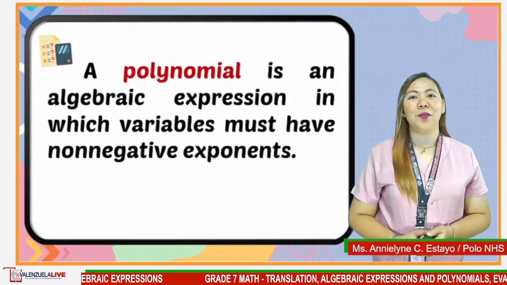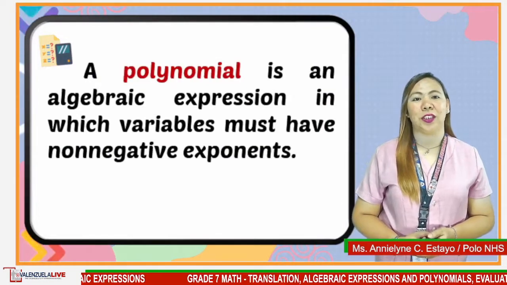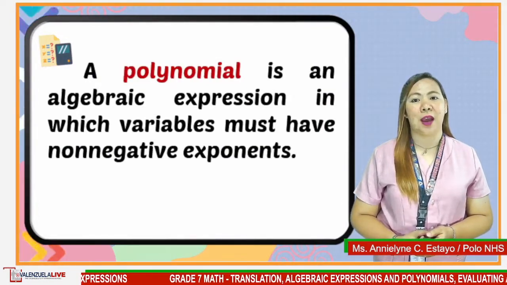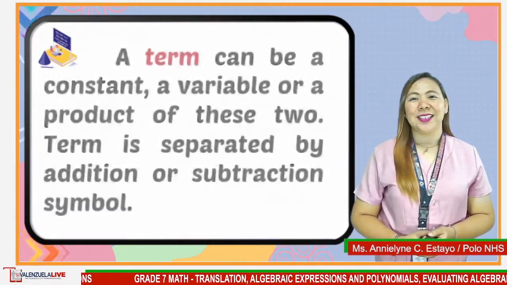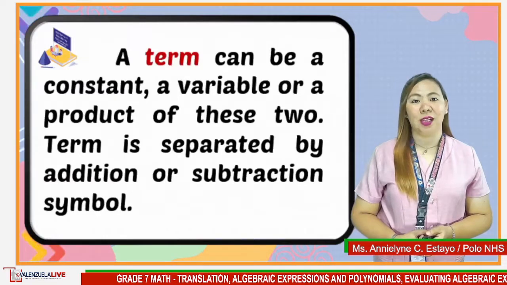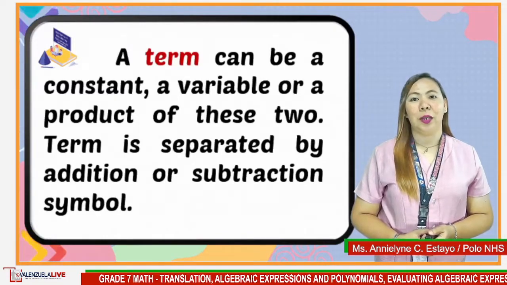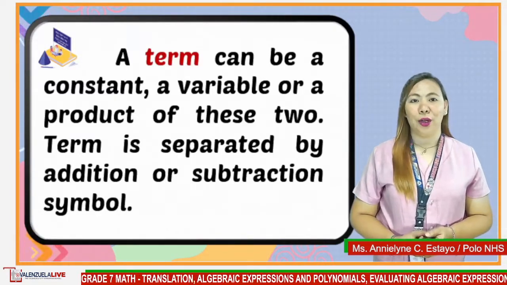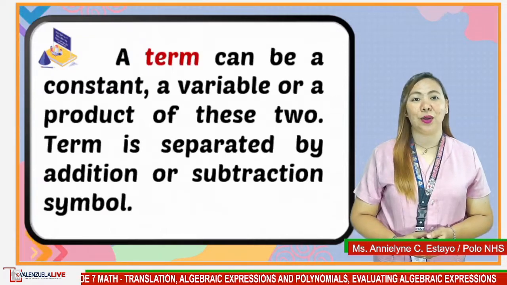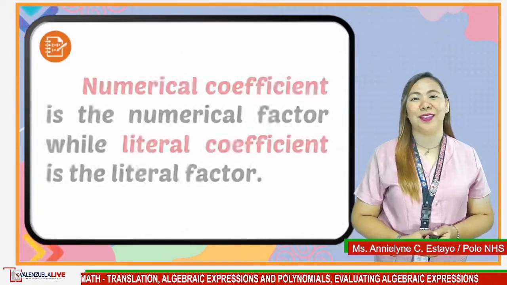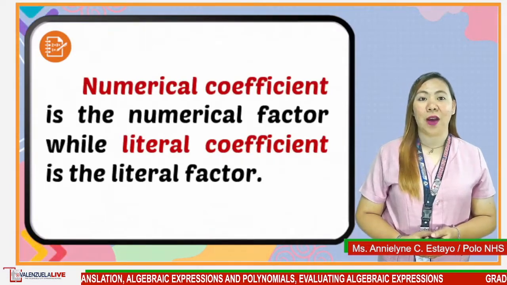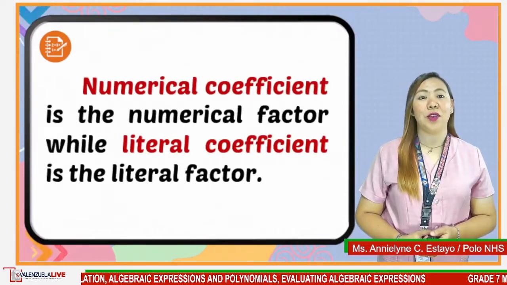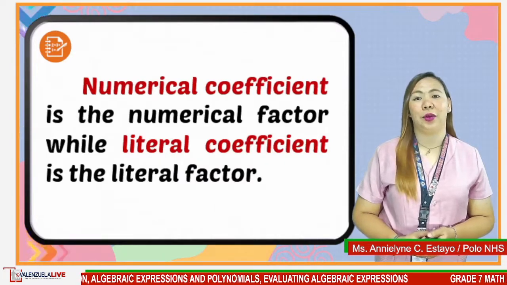A polynomial is an algebraic expression in which variables must have non-negative exponents. A term can be a constant, a variable, or a product of these two. Terms are separated by addition or subtraction symbol. Numerical coefficient is the numerical factor, while literal coefficient is the literal factor.